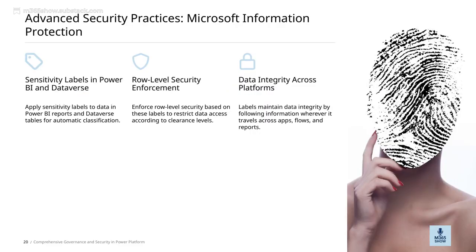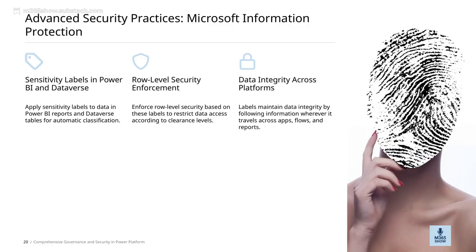Now, let's take a closer look at how advanced security practices, specifically Microsoft Information Protection, help us achieve comprehensive governance and security across the Power Platform. One key point is that labels play a crucial role in maintaining data integrity. They follow the data wherever it goes, whether it's across different apps, flows, or reports, ensuring that the data remains protected and consistent throughout its lifecycle.